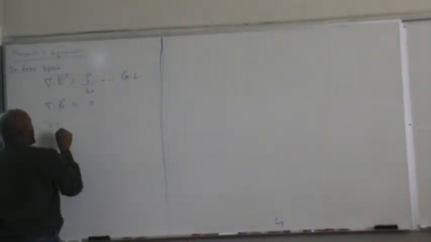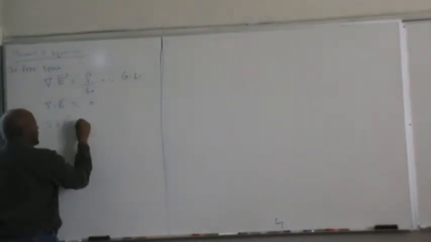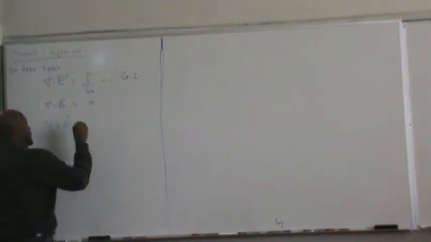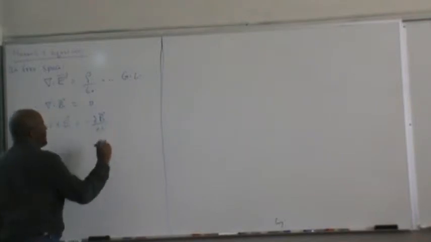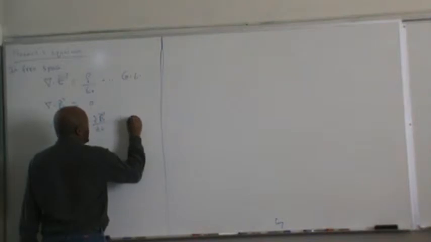And the other one is Faraday's law. The curl of the electric field is equal to what? The negative change in magnetic field with respect to time. So that is Faraday's law. And the last one, you can call it the Ampere-Maxwell equation.